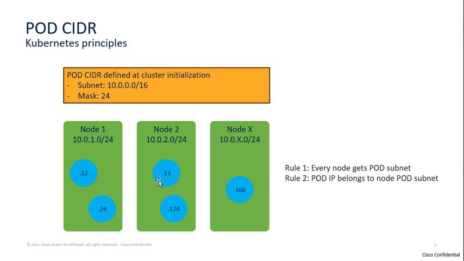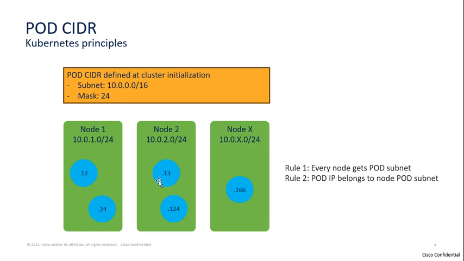For example, 10.0.0.0/16 with the mask 24. Every node in the cluster, in this example, will get a /24 out of the subnet. For example, node 1 will get 10.0.1.0/24, node 2 10.0.2.0/24, and so on.